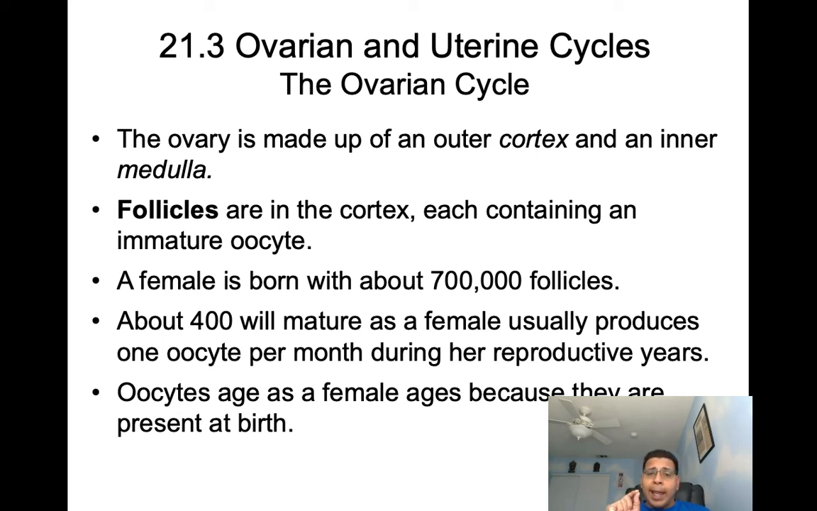Okay, that's going to be the egg. The actual egg within the follicle will be the oocyte. So the whole thing with the egg is a follicle. Each follicle is going to contain an oocyte in different stages.